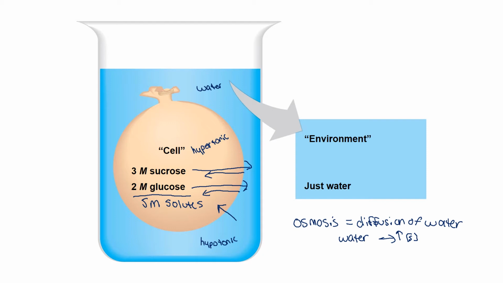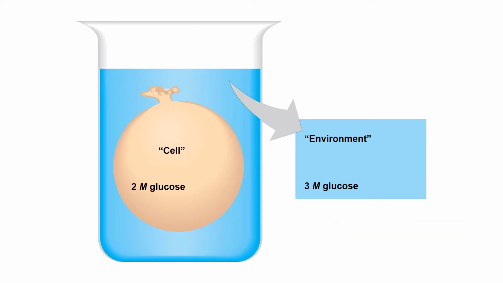Right, so now we have a cell which only has 2 molar of glucose in it, and the environment has 3 molar of glucose. So you can think of the environment as having water and 3 molar glucose. Okay, and then the cell also has water. However, it only has 2 molar of glucose. Which one has the greater concentration of solutes, right?